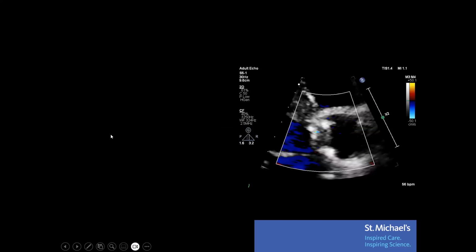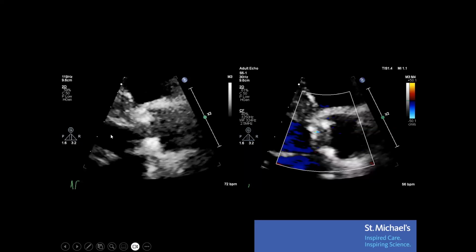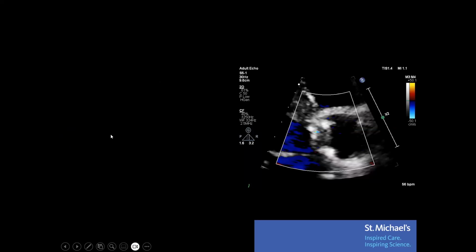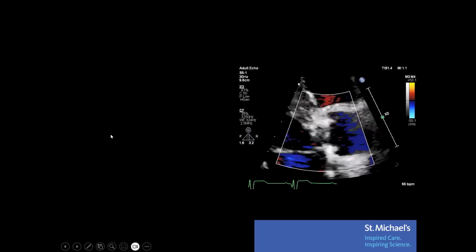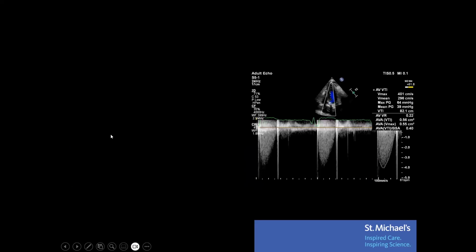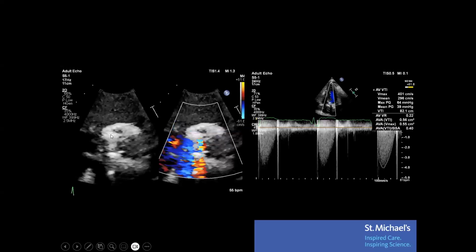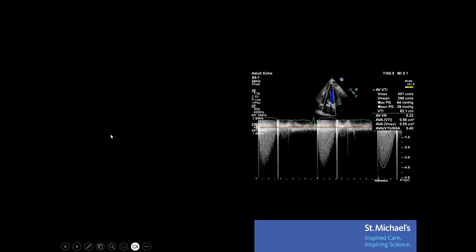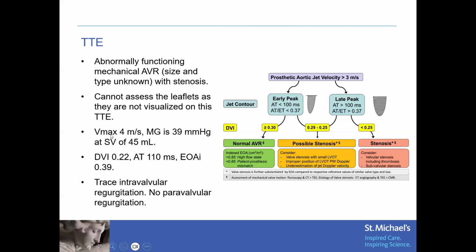Let's see here, the valve, again, seems to be opening quite nicely. If you look at the leaflets, they seem to be opening quite well. And then on the right side with color, again, large flow acceleration across that valve. Short axis, same thing. You have normal leaflet motion, but a large amount of flow acceleration. And then here the gradients, mean gradient of about 40. So elevated gradient, elevated Vmax of 4.01 meters per second. So abnormally functioning mechanical valve with stenosis.